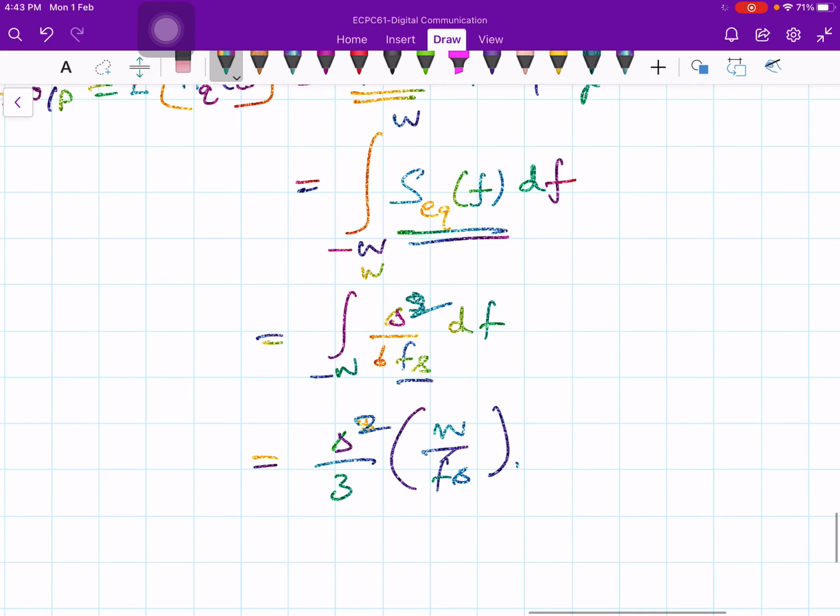This is the output noise power. So we got the noise power now, right? So now our next job is we need to find out the signal power.